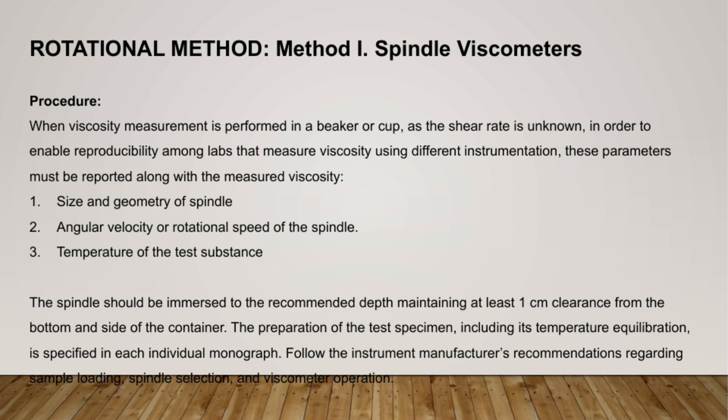When setting up the test, make sure the spindle is immersed to the recommended depth, maintaining at least a 1 centimeter clearance from both the bottom and the sides of the container. Proper preparation of the specimen, including bringing it to the correct temperature, is also essential and should follow the specific instructions outlined in each monograph. Finally, always adhere to the manufacturer's recommendations regarding sample loading, spindle selection, and operation of the viscometer. These steps help ensure accurate, consistent, and comparable viscosity measurements across different settings.